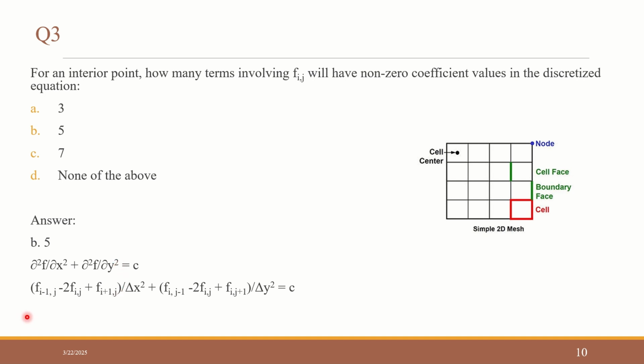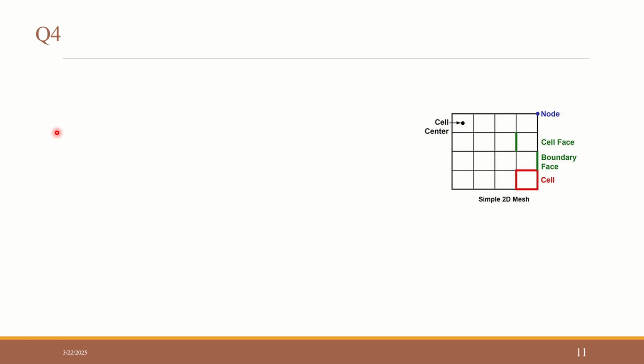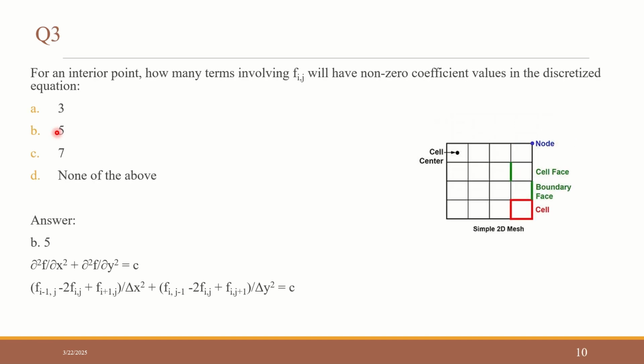So if we look at it, we have 1, 2, 3, 4 and 5 terms. So the 5 terms can be non-zero. That is why the answer is option B, 5. I hope it is clear. Question 3 is clear, I guess. Just take a look at it. We'll move on to the next problem shortly. If you have any doubt, you can stop me and ask the question.